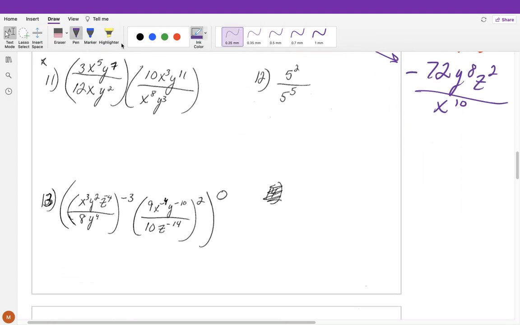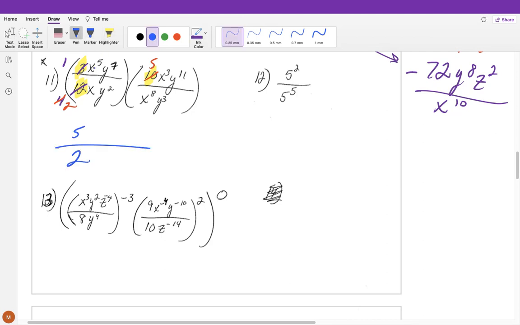All right, number 11. From here, the first thing I'm going to do is look at all my coefficients, 3, 12, and 10. I'm going to reduce them. 3 goes into 3 one time, and 3 goes into 12 4 times. 2 goes into 4 twice, and 2 goes into 10 5 times. So I've reduced all of my coefficients, and I have 5 over 2.